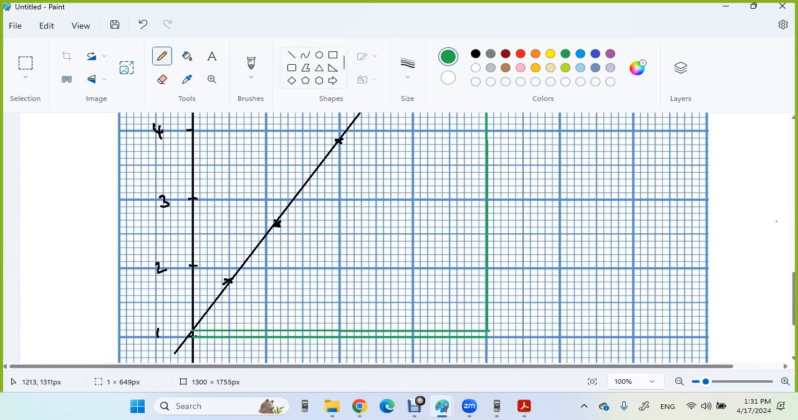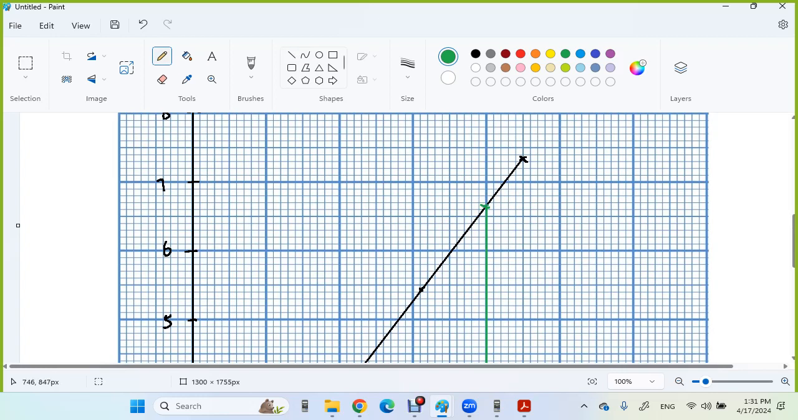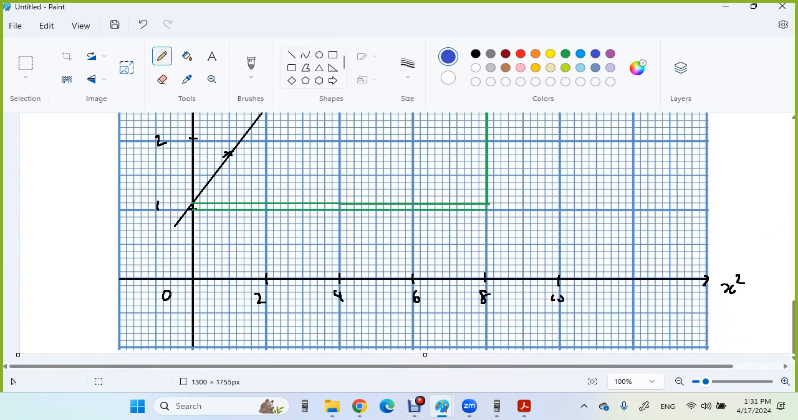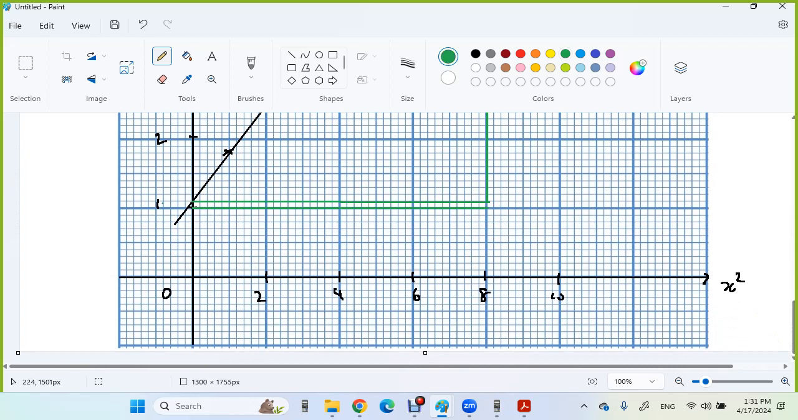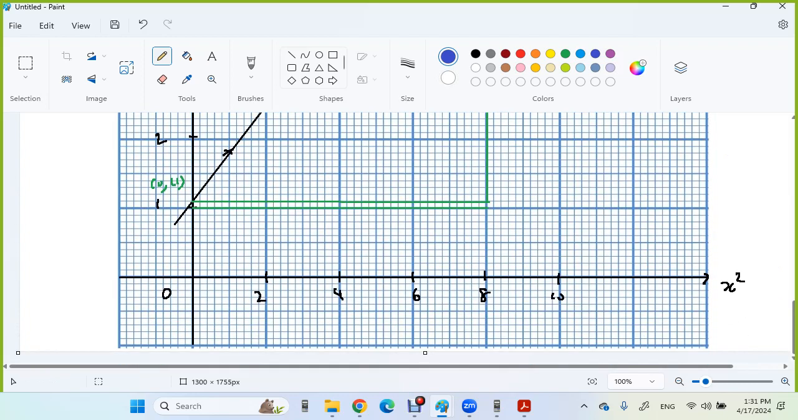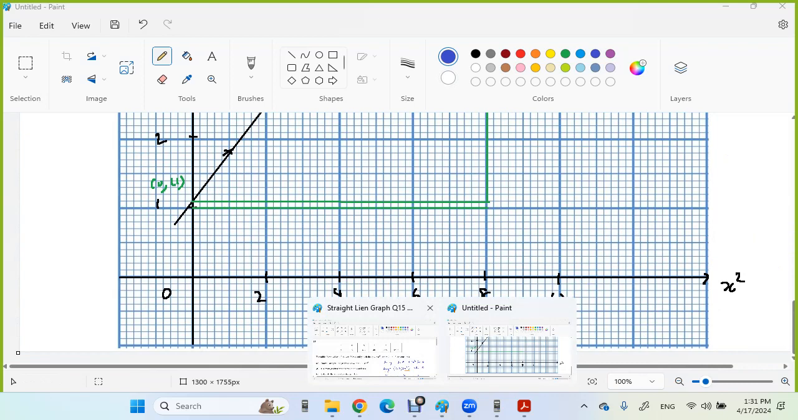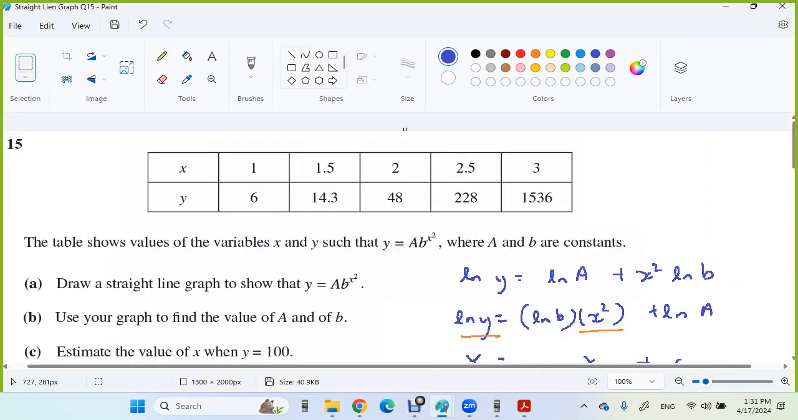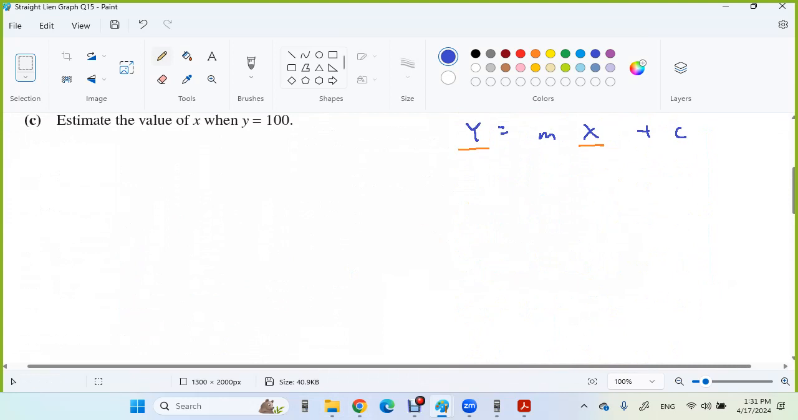And then we have the 8, 6.5, 6.6. Okay, so 0, 1.1 and then 8, 6.6. Okay, so the points that we get from this are 0, 1.1 and 8, 6.6.